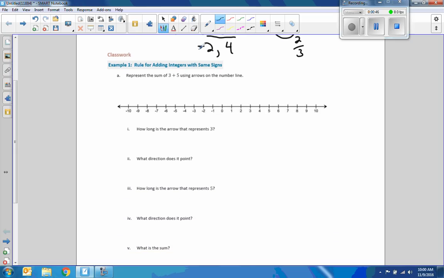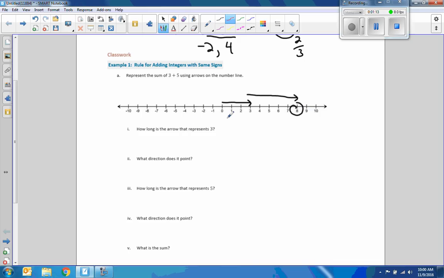Example 1, rule for adding integers with the same signs. Represent the sum of 3 plus 5 using arrows on the number line. So my first number is 3, and it's positive. So that tells me to start at 0 like we always do. And positive means to go to the right, and the distance is the number, which is 3. Then we're going to add 5 more, which means to the right 5 from there, and we end up at 8.